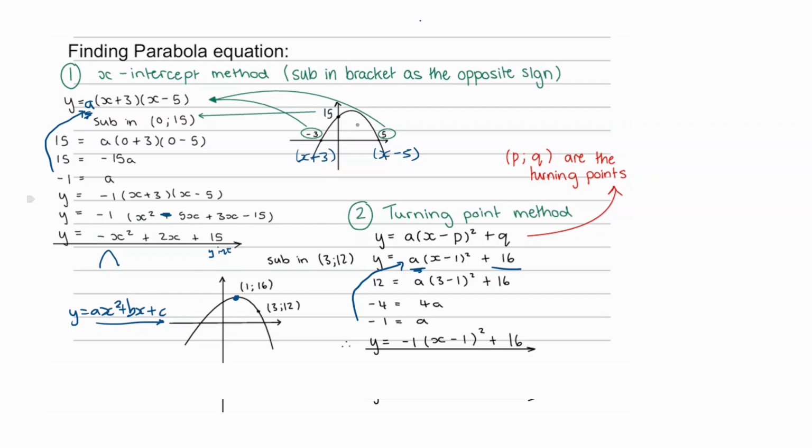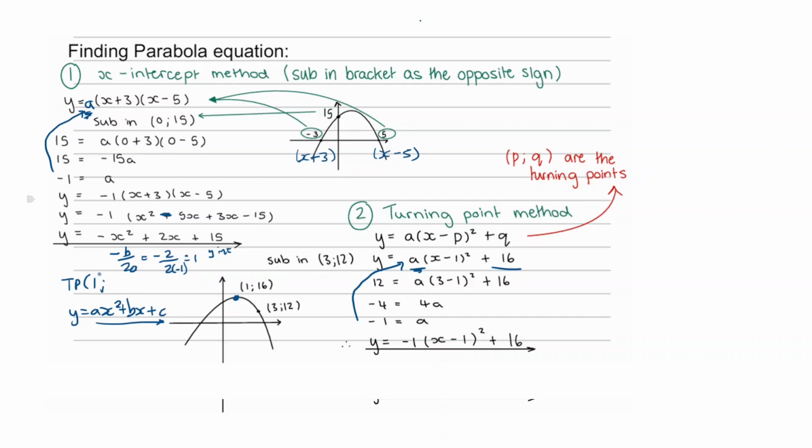Ditto, if you've got the x-intercepts, then do the whole x-intercept method and get to this point. And if they wanted it in turning point equation format, then all you need to do from here is something like this. Either you can complete the square and have a headache, or you can just go minus b over 2a. So that would be minus 2 over 2a, that's minus 2 over minus 2, which is 1. So the turning point is happening at x equals 1.